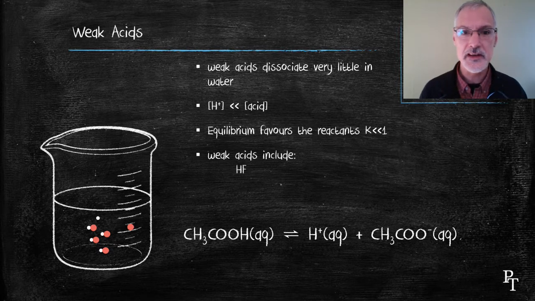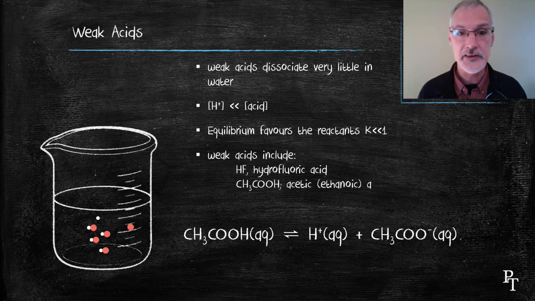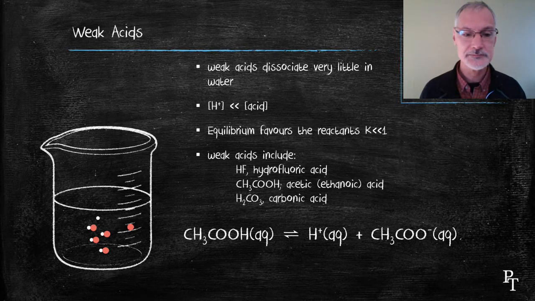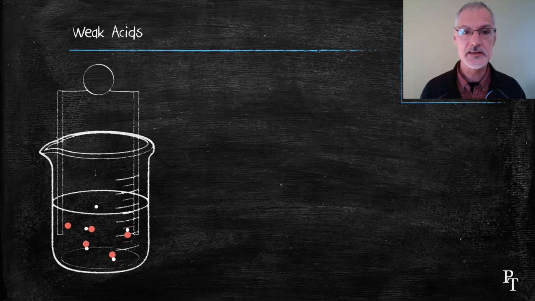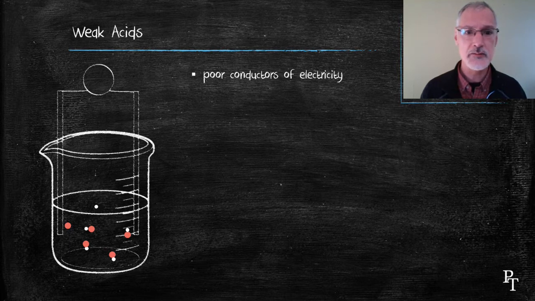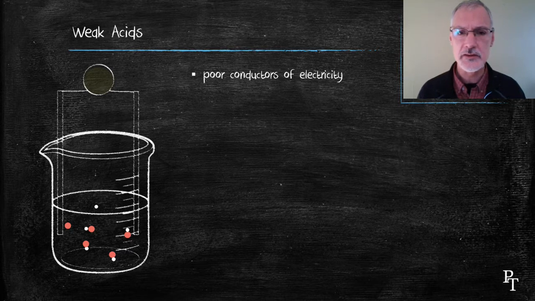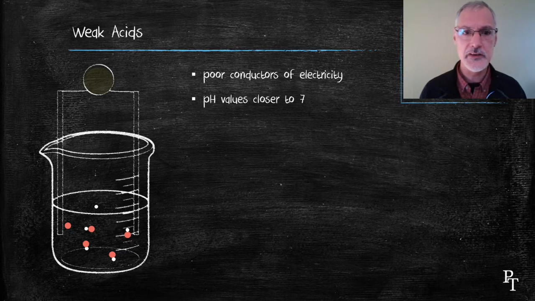Weak acids include things like vinegar, hydrofluoric acid, and carbonic acid, which we often find in pop. These substances, when you check their conductivities, are extremely poor conductors due to the relatively few ions present to carry charge. Their pH values tend to be somewhat elevated compared to their strong acid counterparts, meaning their pH values could be in the 3 or 4 range.